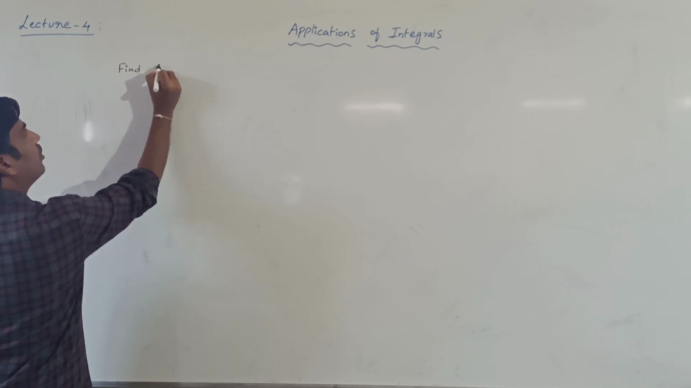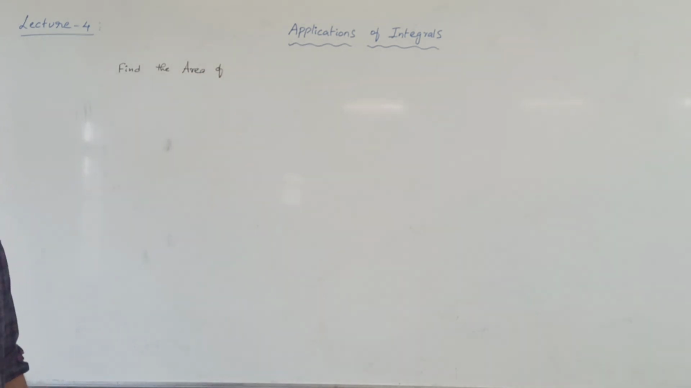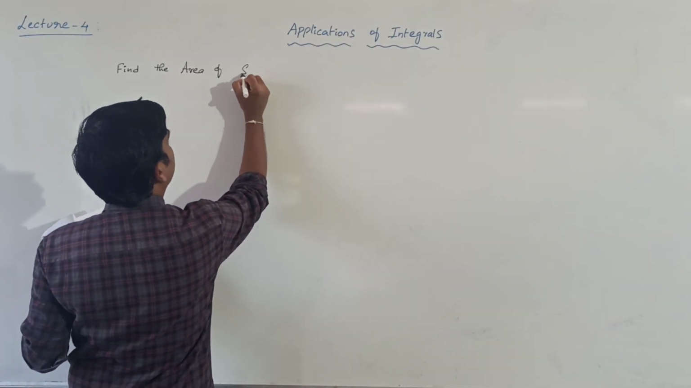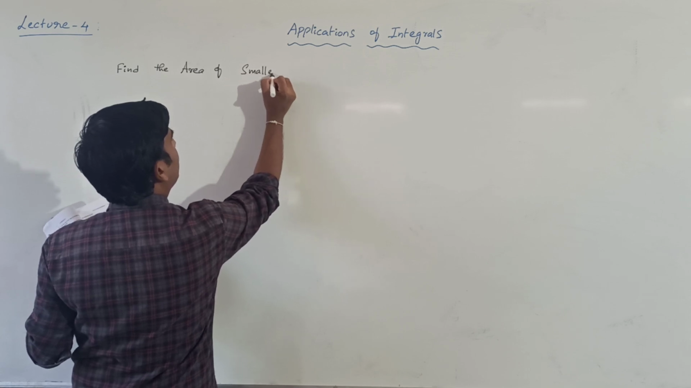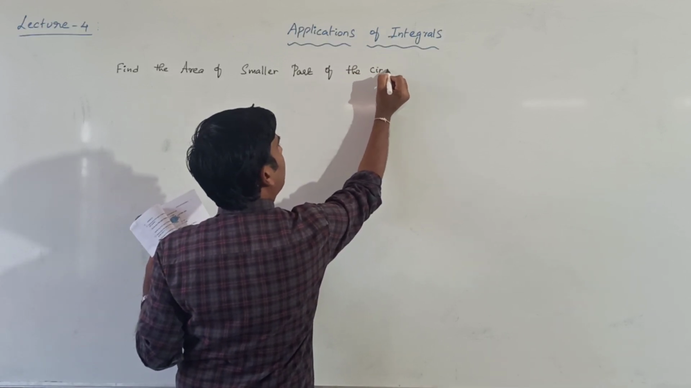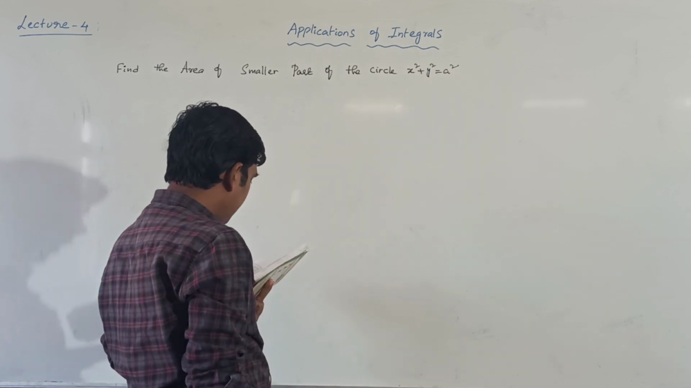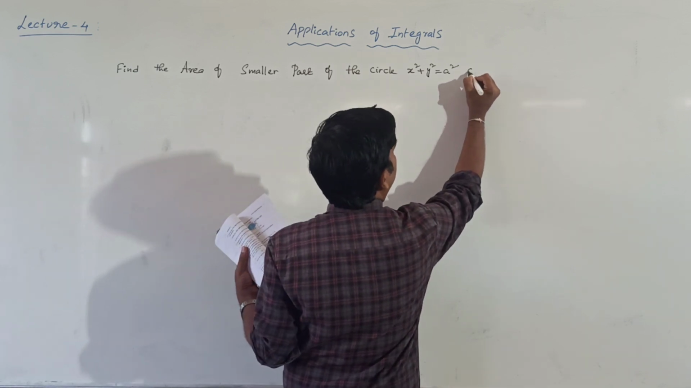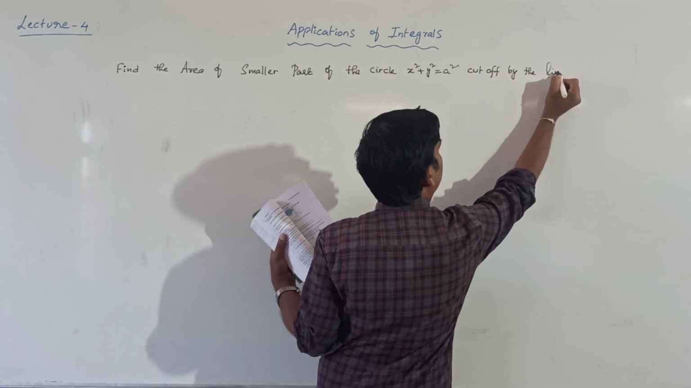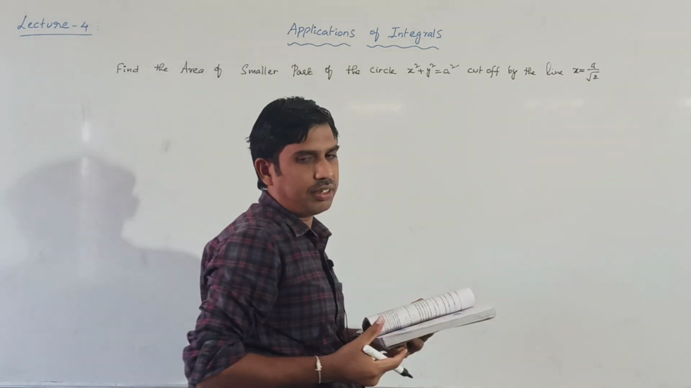Find the area of the smaller part of the circle x square plus y square is equal to a square, cut off by the line x is equal to a by root 2.